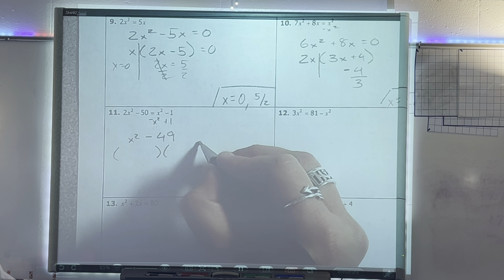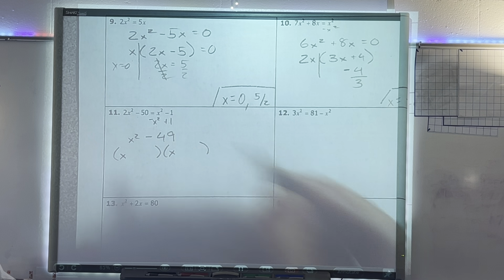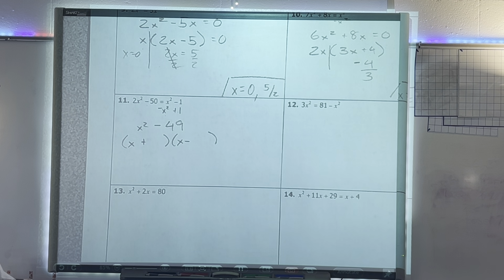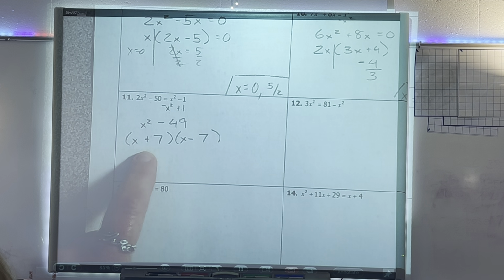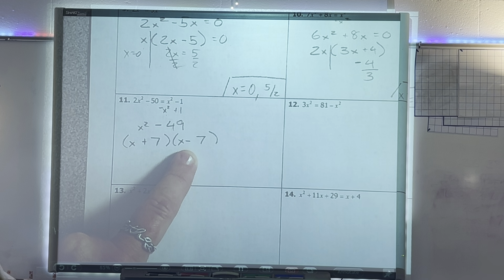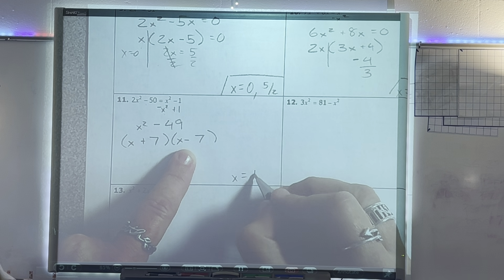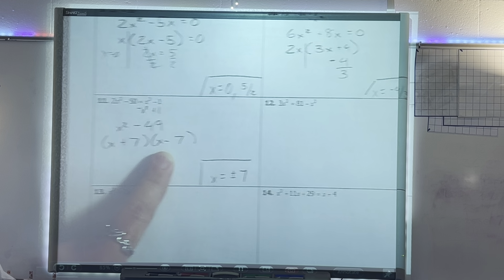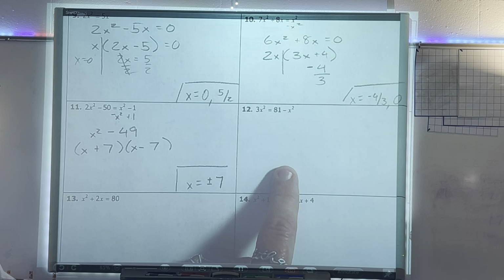So this splits. The only way, like we just said, to make a zero in the middle is for one to be positive and one to be negative. So what two numbers multiply to give me 49 that would add to give me zero? 7 and 7. All right, which means this one would become -7 and this one would become +7. Are we okay there? So X then would be ±7. All good?